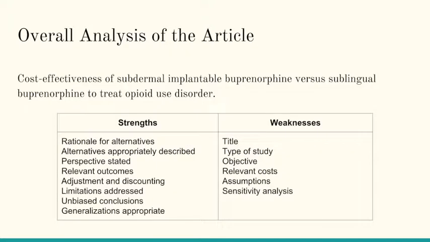So overall, the article had some strengths and some weaknesses. The weaknesses were the article did not explicitly state that the authors conducted a cost-utility analysis. The objective, specifically the method of analysis and study population, was not clearly stated in the beginning of the article. Indirect and intangible costs were also not included. Some of the assumptions were arbitrary.